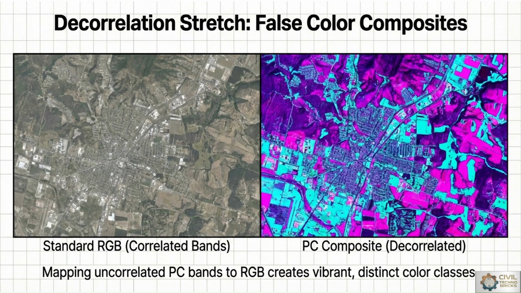Here, the actual satellite imagery of terrain, which is a standard RGB of correlated bands, is converted into color composites that are decorrelated based on some color system, which maps uncorrelated principal component bands to the RGB and creates vibrant, distinct color classes. So civil engineers use this from the urban planning point of view, mostly for construction site assessment and drainage analysis, so that the color guides the civil engineer to take their decision.